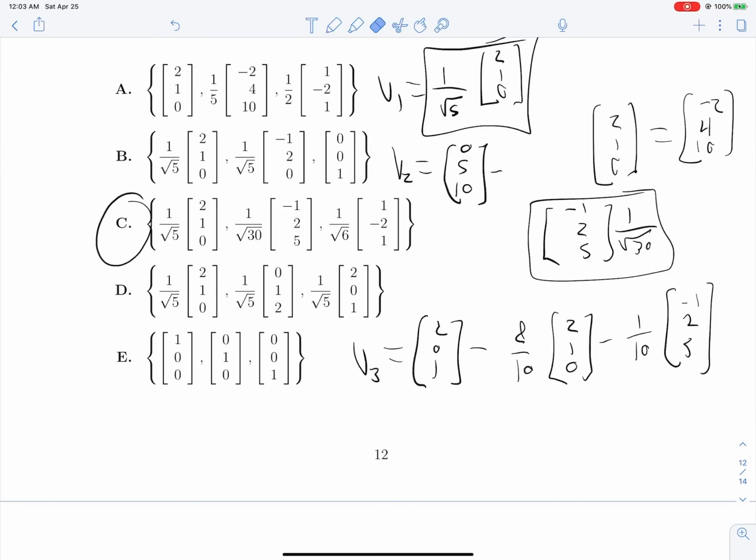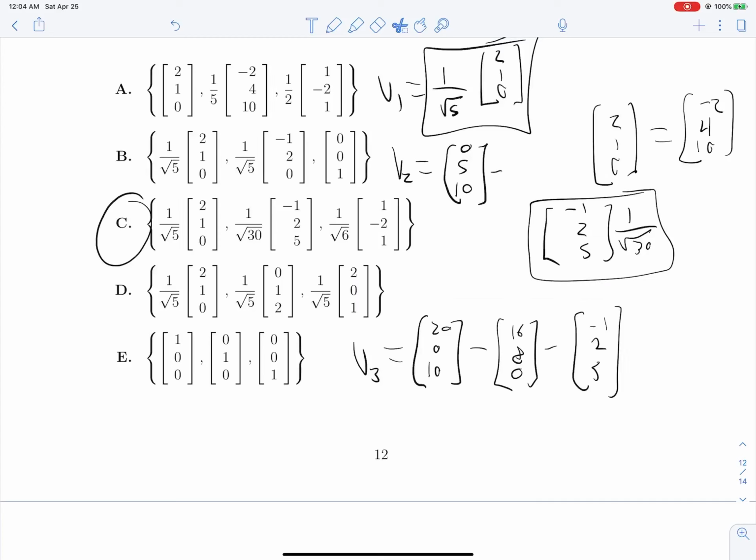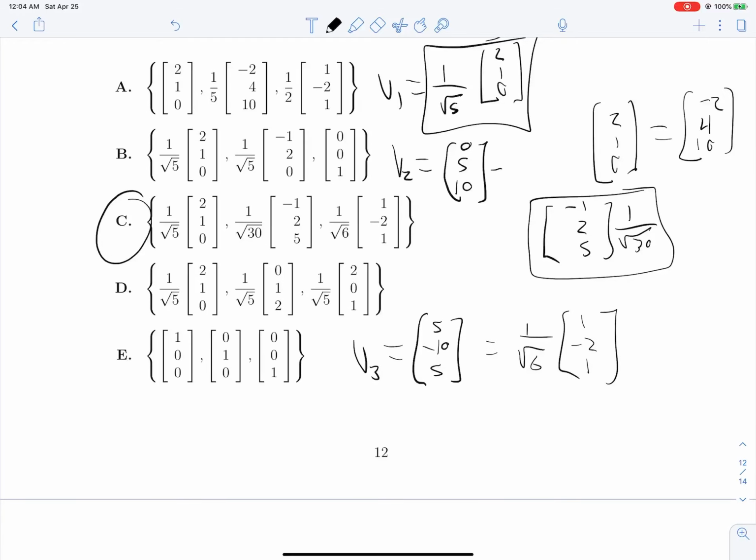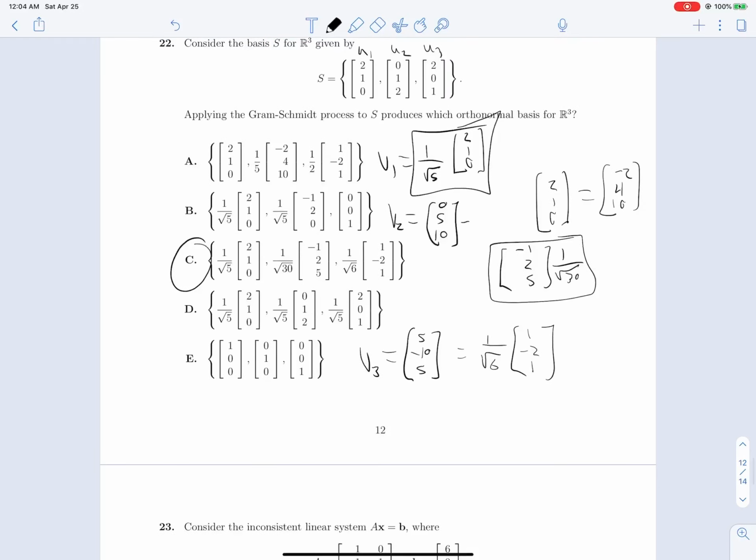Okay, multiplying everything by 10, we will get 20, 10, 0 minus 8 times all this, so 16, 8, and we're just subtracting that. Okay, let's compute this right here, normalize it, and we should have an answer. 20 minus 16 plus 1 is 5, is it not? Yeah, 5. And this will be negative 10 and 5. Okay, so normalizing this, we get 1 over root 6, 1, negative 2, 1. There, okay, that works. So 22 is C.